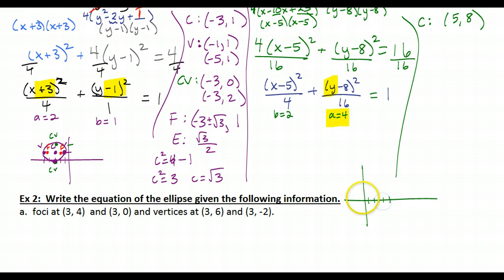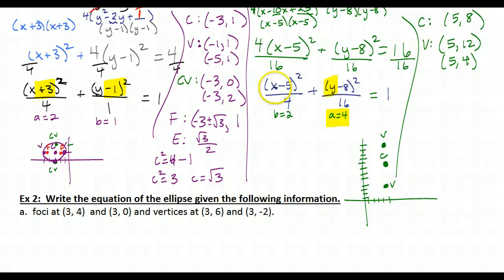1, 2, 3, 4, 5. 1, 2, 3, 4, 5, 6, 7, 8. And then again, this time my vertices are in the Y direction. So to find my vertices, I'm going 4 units either way in the Y direction. 1, 2, 3, and then trying to follow my graphing system the best I can. All right, and it looks like my vertices are then going to be at 5, plus 4, okay, 5, minus 4. So 5, 12, and 5, 4.